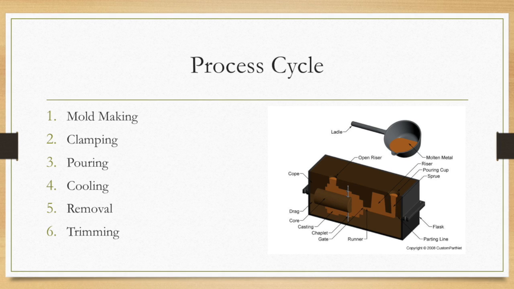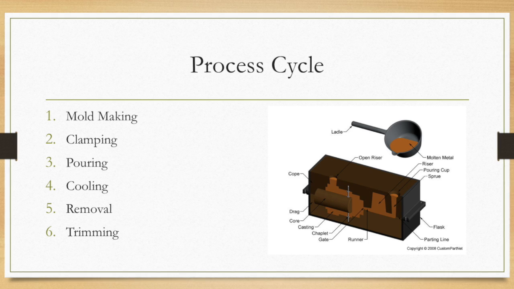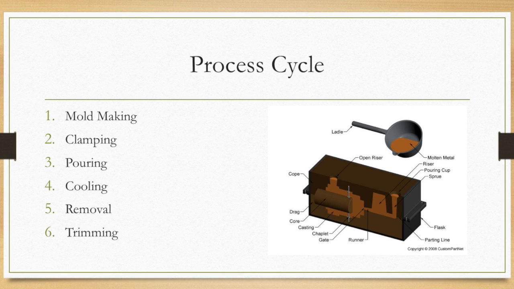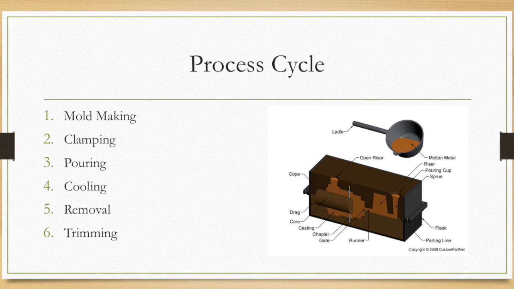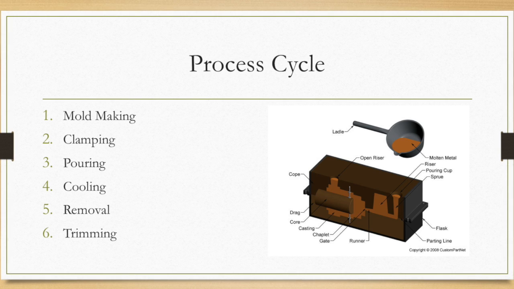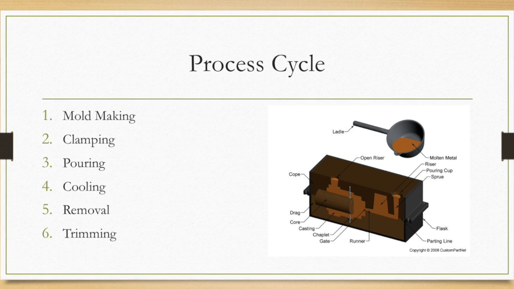The second step is called clamping. Once the mold has been made, it must be prepared for the molten metal to be poured. The surface of the mold cavity is first lubricated to facilitate the removal of the casting. Then, the cores are positioned, and the mold halves are closed and securely clamped together. It is essential that the mold halves remain securely closed to prevent the loss of any material.